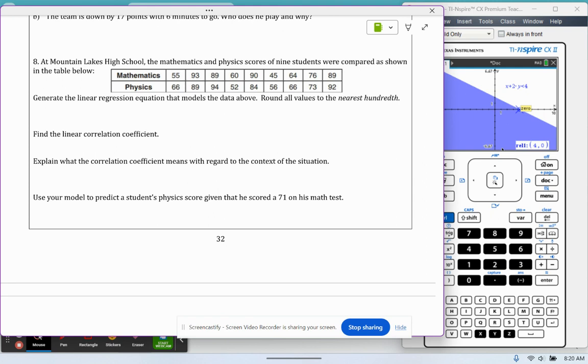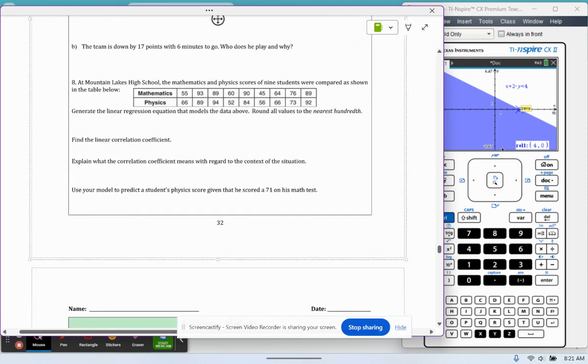Label the first one X. Label the second one Y. How do I know I'm calculating linear regression? Because in the following line it says generate the linear regression equation. Of course, my computer is frozen. Okay. Generate the linear equation that models the data above. Round all values to the nearest hundredth.